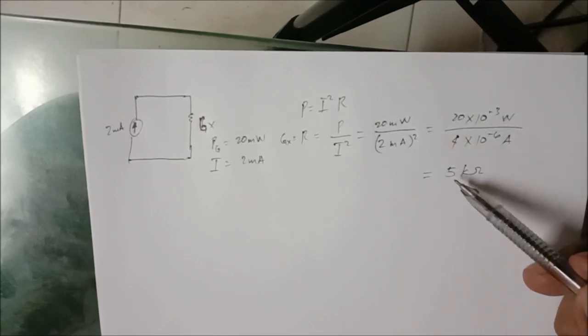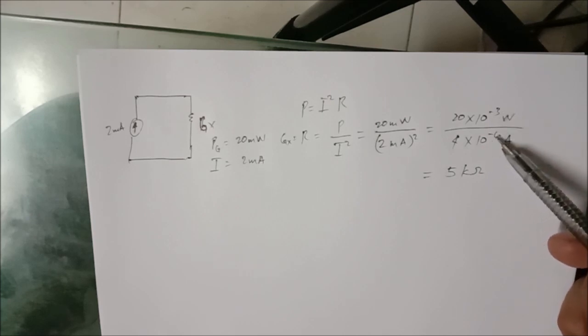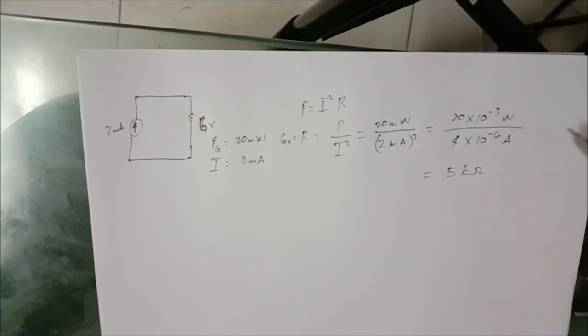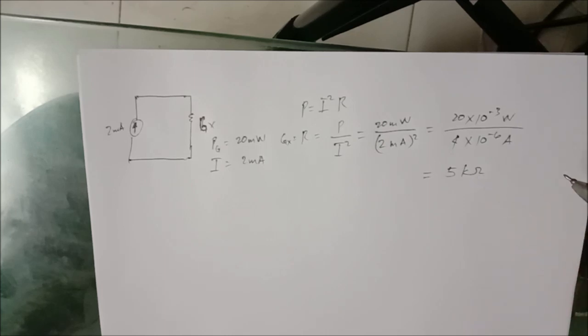20 divided by 4 is 5. 10 raised to negative 3 over 10 raised to negative 6 is 10 raised to 3. Kaya naging kilo ohms. So, 5 kilo ohms. Okay. So, that is our answer. 2.6. Hanap tayo ng sunod, 2.7.